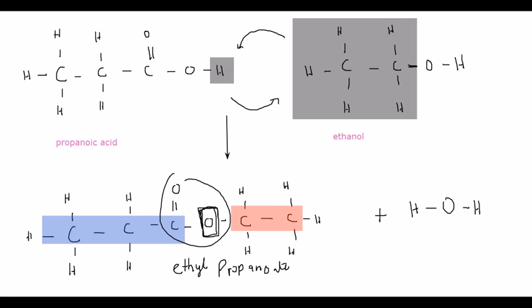Is it clear? And you can even identify it without the whole structure. Because if ethanol plus propanoic acid, the first name is coming from the alcohol, that's why it is ethyl. The second name is coming from the acid, so it is propanoate: ethyl propanoate.